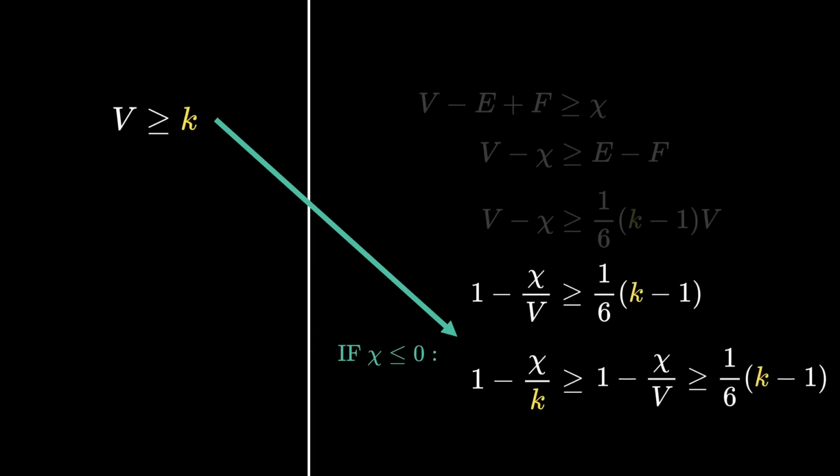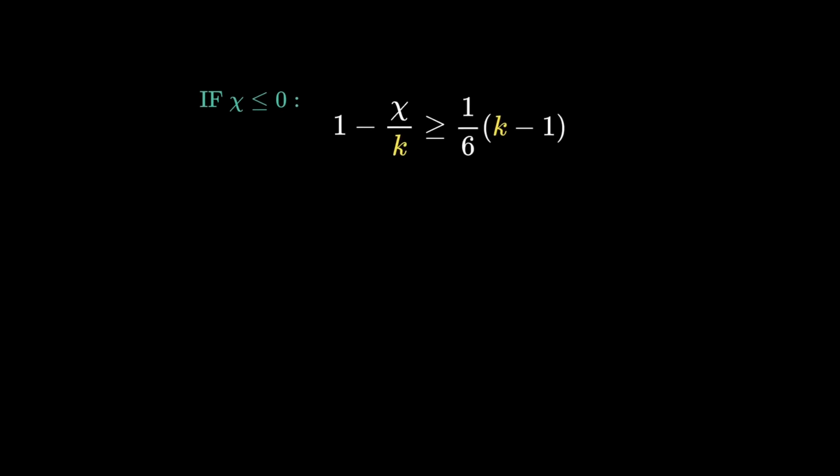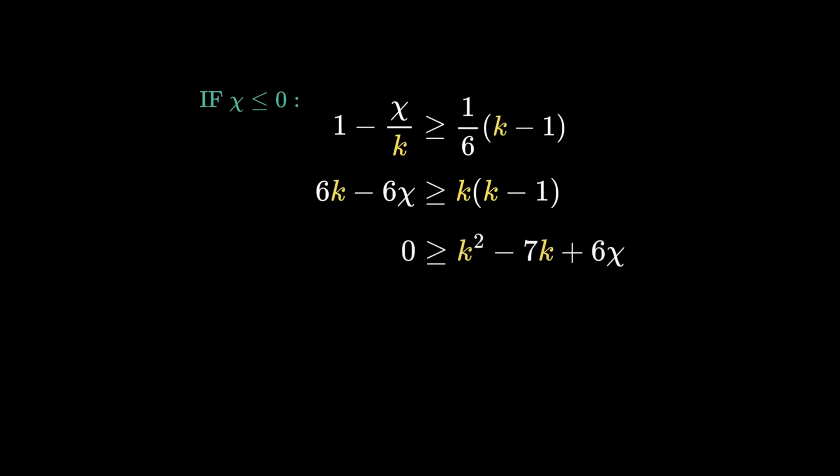At the end, we obtain an inequality that only involves k and chi. If we now multiply by 6k on both sides, and then put everything on the right-hand side, we get a quadratic inequality in k.